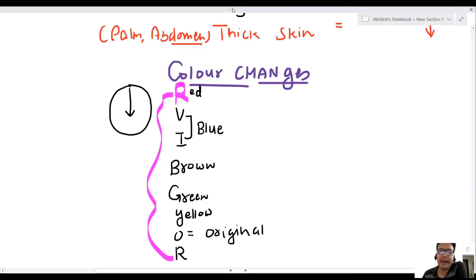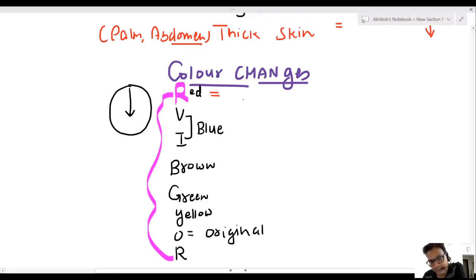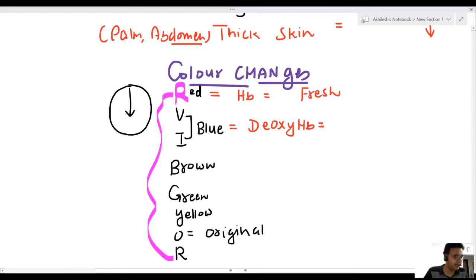Doctor, red color is because of hemoglobin. Bruise has hemoglobin. Because of this, we have red color. It is seen in a fresh bruise, in 1 to 2 hours. Then hemoglobin gets converted into deoxyhemoglobin till the third day.